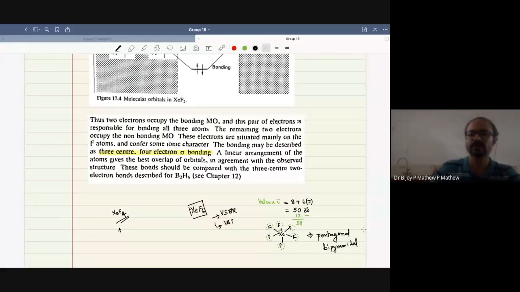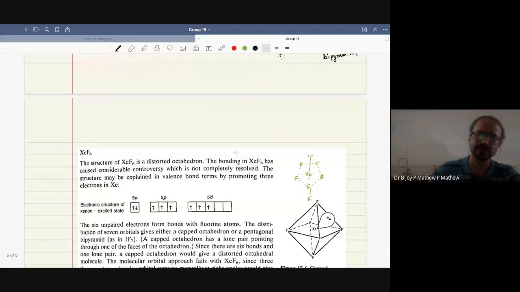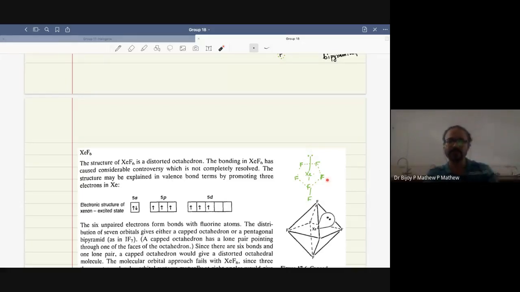Okay. So that is the conclusion we come to from the VSEPR theory. The structure would be pentagonal bipyramidal. You have xenon with 6 fluorine atoms around it, and 1 lone pair. So you have the structure XeF6, which is pentagonal bipyramidal. This is the expected structure from VSEPR theory.